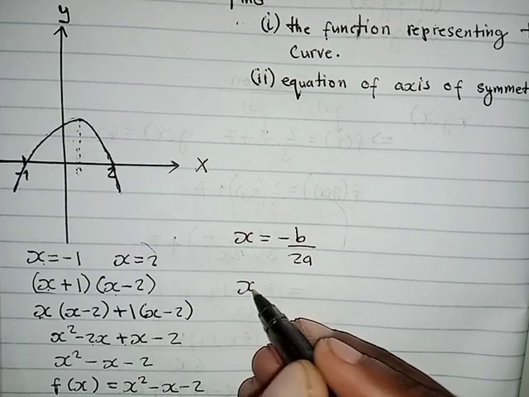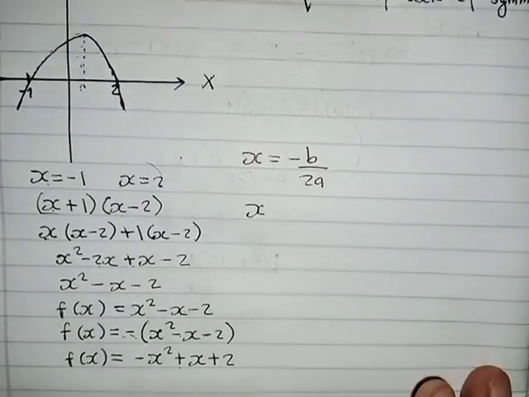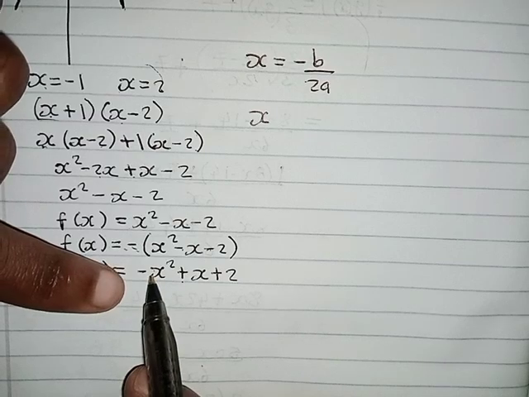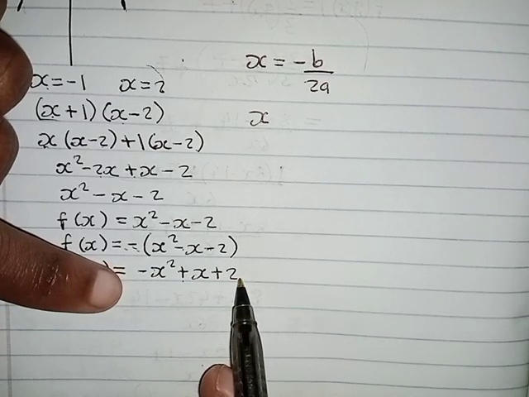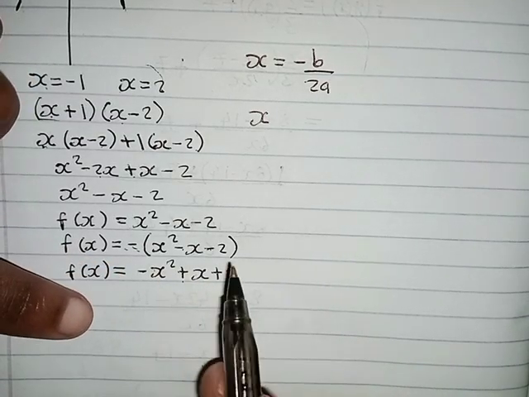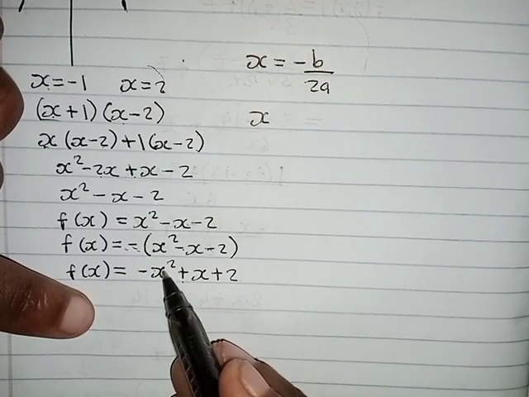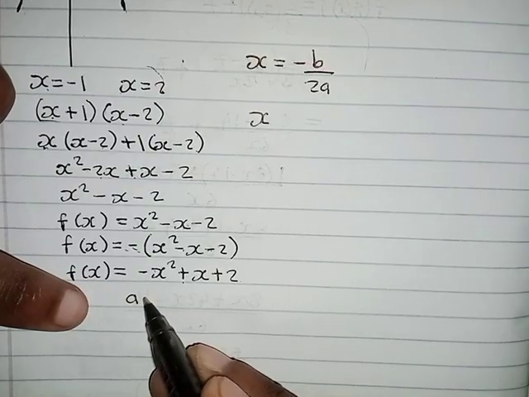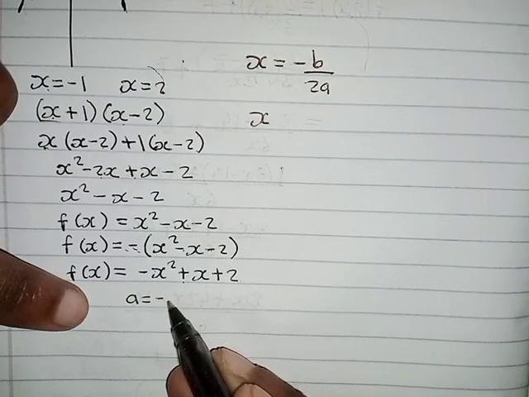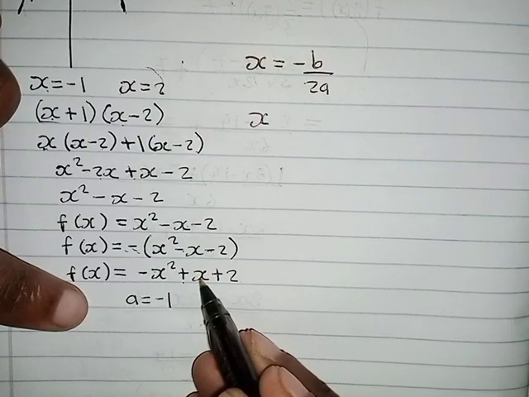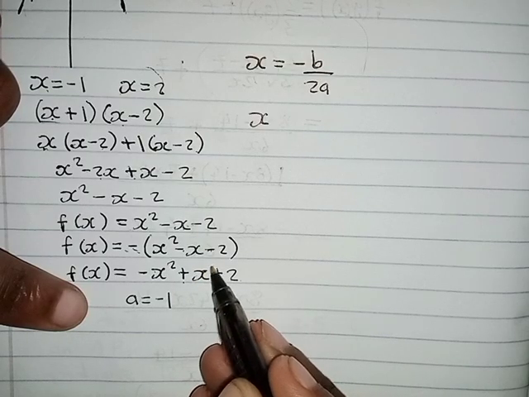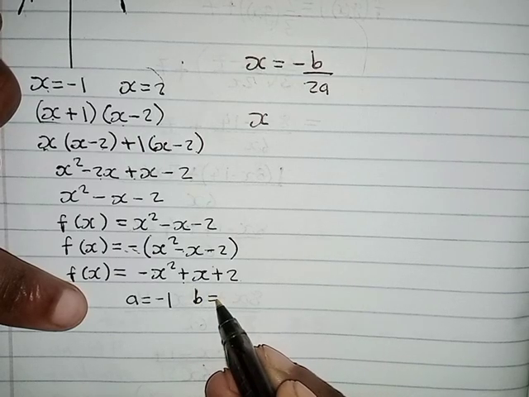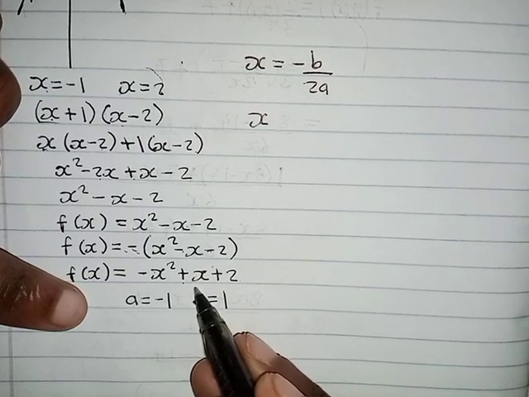So we write x is equal to, now from the expression we have over here, negative x squared plus x plus 2, we are supposed to find the coefficients. So remember, the number in front of the term with the square is called a. In this case, a is negative 1. Then we have the second number in front of x to the power 1. There's a 1 here. So our b is equal to positive 1.